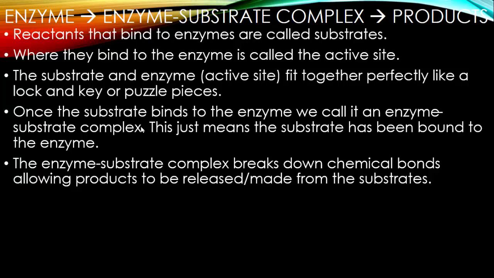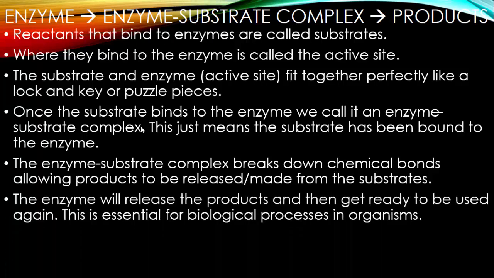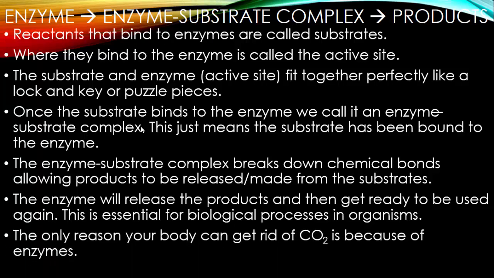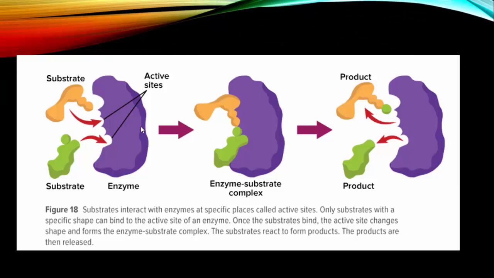Now, the enzyme-substrate complex breaks down chemical bonds, allowing products to be released. Now, the enzyme will release the products and then get ready to be used again. And remember, enzymes don't get used up. They get to be used again. And this is essential for biological processes and organisms. The only reason your body can get rid of CO2, because earlier we said it's toxic and can kill you, and the only reason you're still alive and your body can get rid of CO2 very quickly is because of enzymes themselves.